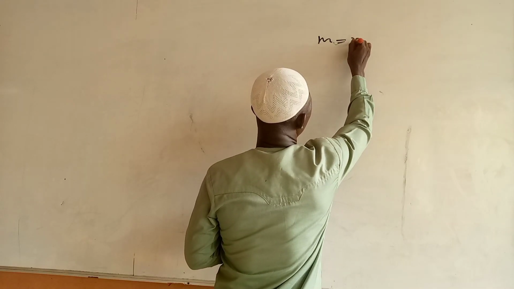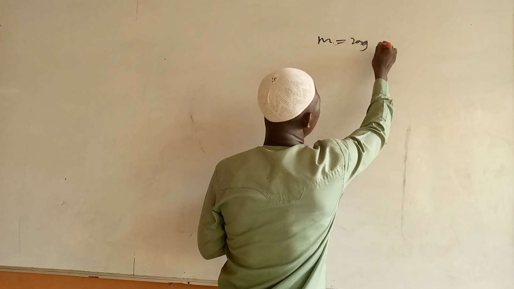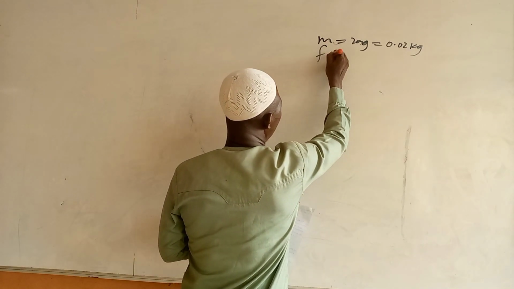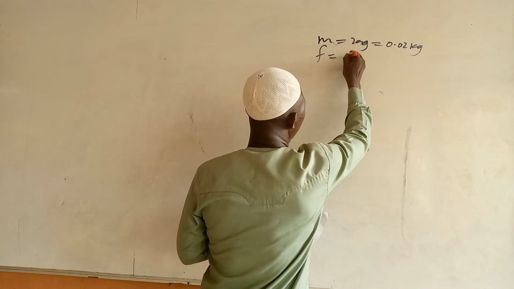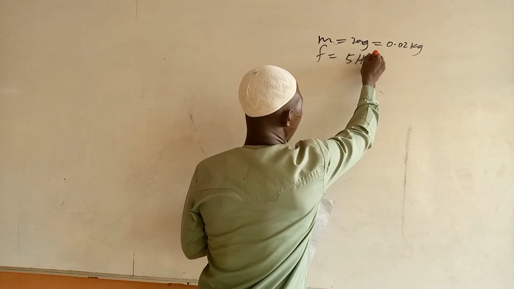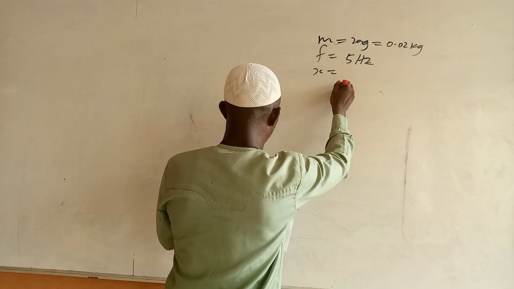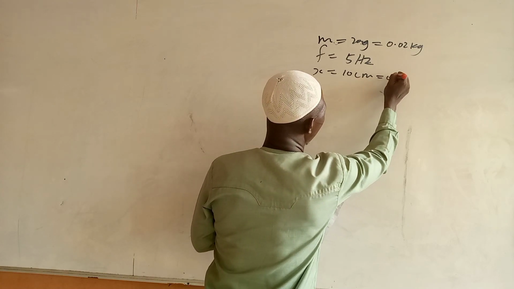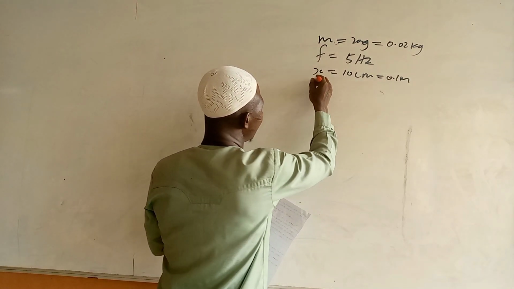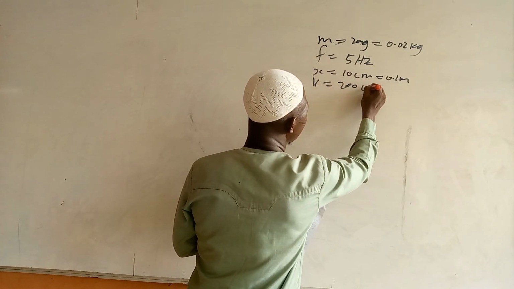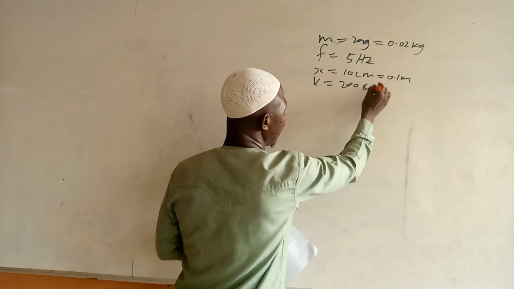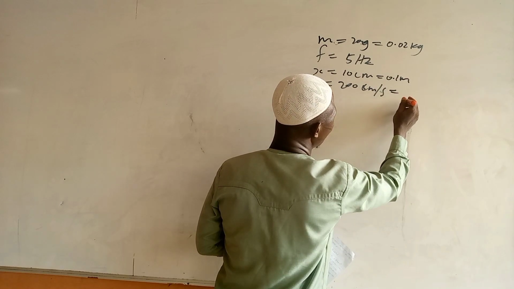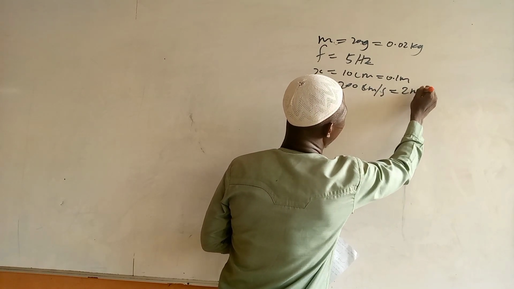We have mass m is equal to 20 grams, which is equal to 0.02 kilograms. Frequency f is equal to 5 Hz. x is equal to 10 centimeters, and 10 centimeters is the same thing as 0.1 meters. Velocity v is equal to 200 centimeters per second. You can see this is centimeters per second instead of meters per second. Convert this one by dividing by 100, which will give you 2 meters per second.